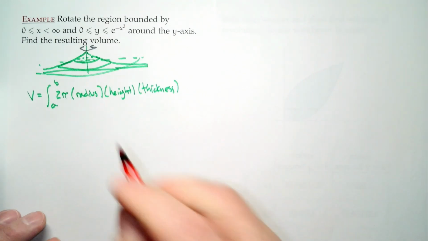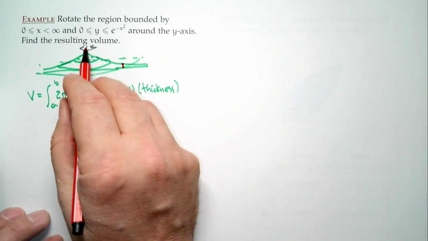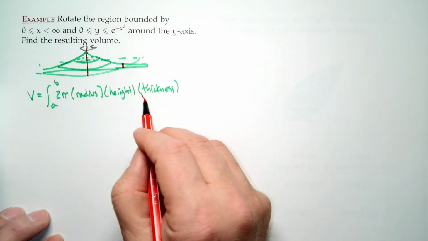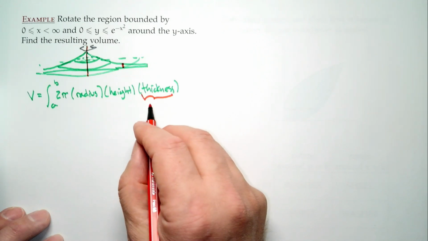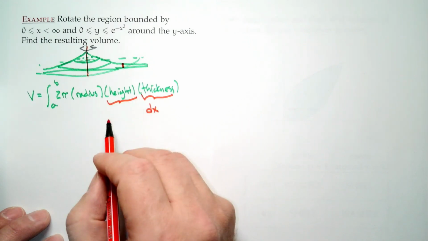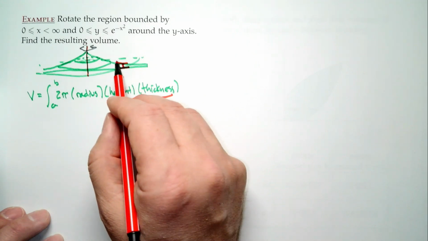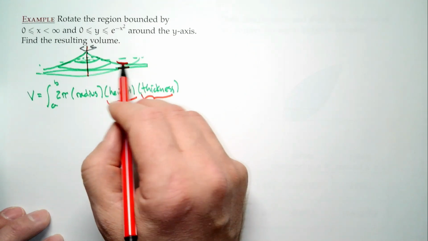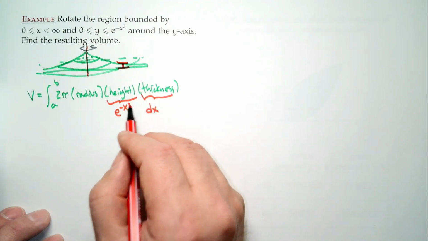So here's my little slice that I'm going to spin, and here's where I'm spinning around. What is the thickness? dx. What's the height? Yeah, it's the distance between the two curves. There's the e to the negative x squared on top, 0 on the bottom, so the height, the difference between them, is e to the negative x squared.